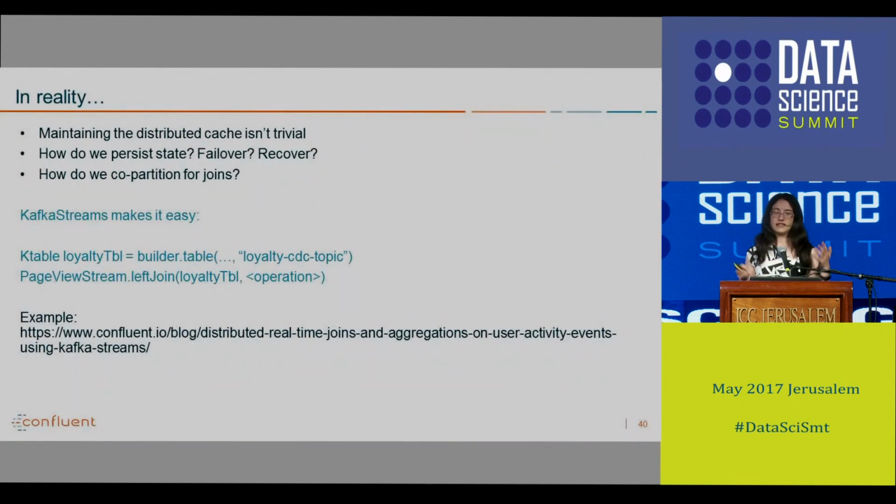Now, in reality, this kind of thing is not as trivial as you would like it to be. For example, persistence is really difficult. What if you have a state now? What if your machine crashes and something recovers? How do you replicate the same state in the cache and continue on? Failover recovery, partitioning things correctly can get really hard.